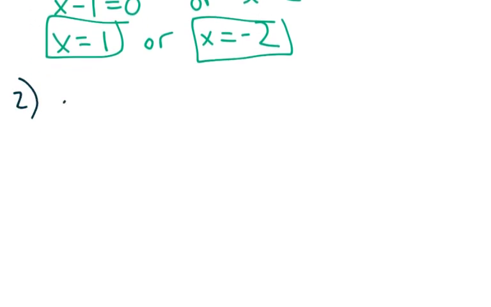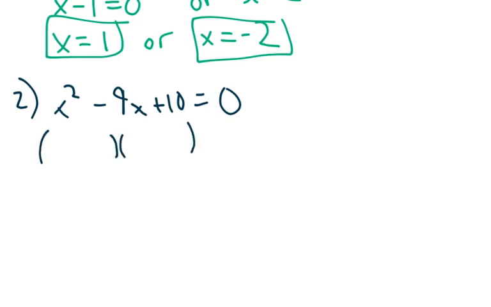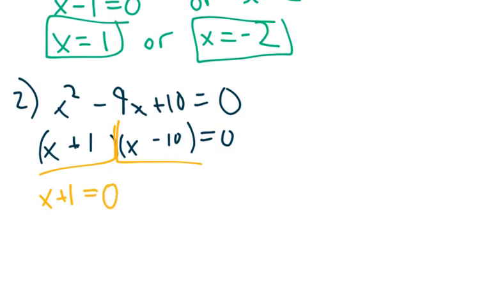So this one, let's go with x squared minus 9x plus 10 equals 0. It's already in standard form, so all I have to do is put it in parentheses and start factoring. Think of some factors of 10. I'm going to go minus 10 plus 1, that equals 0. And then make my two separate equations, so break them up in two pieces. X plus 1 equals 0, x minus 10 equals 0.